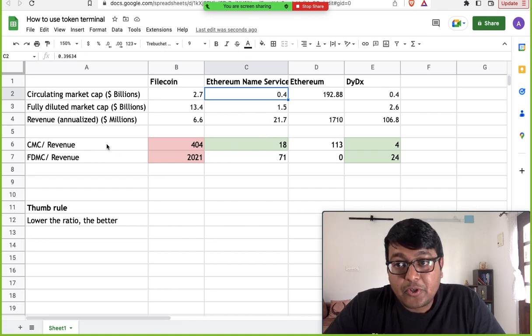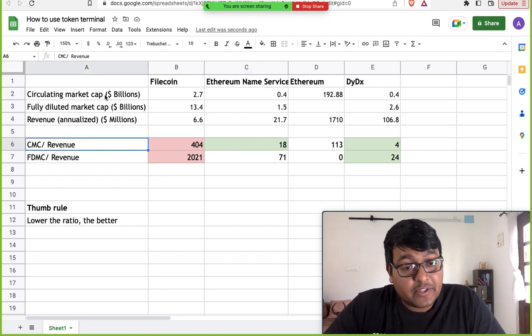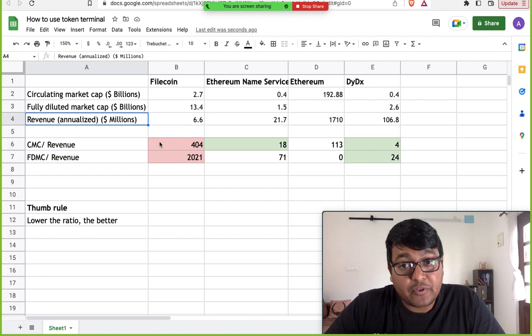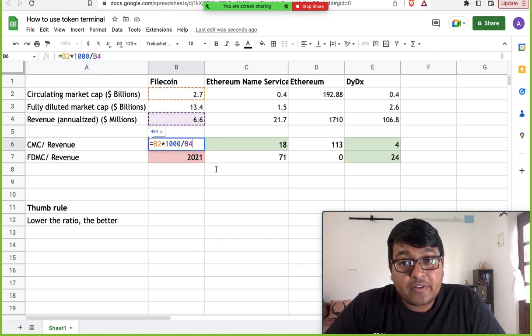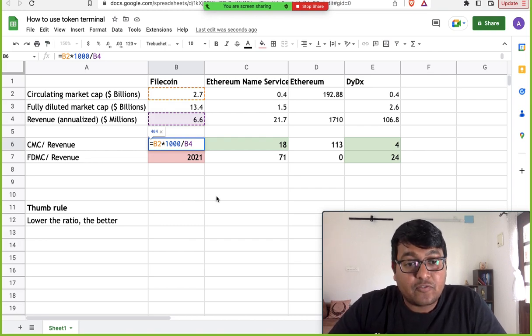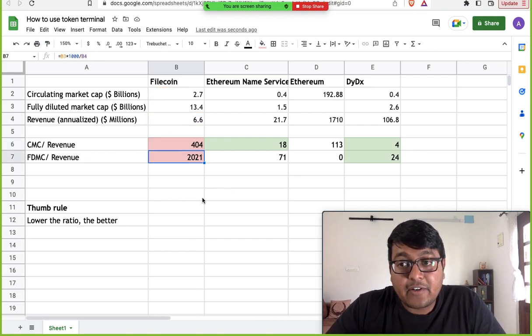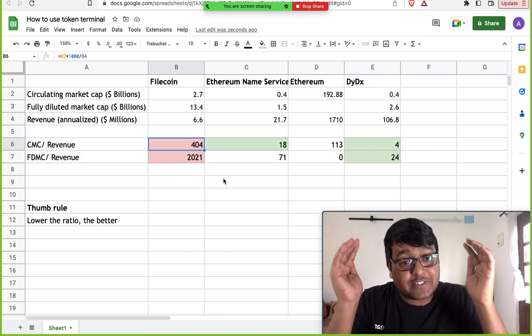So what am I doing? I'm going to take the circulating market cap and divide that by the revenue. For Filecoin, the number that I got is about 404. Right, 404 is the number that I got, and for fully diluted market cap it's 2021. Whereas for the same ratio, DyDx is at 4. Filecoin is at 404. Can you see the vast difference?